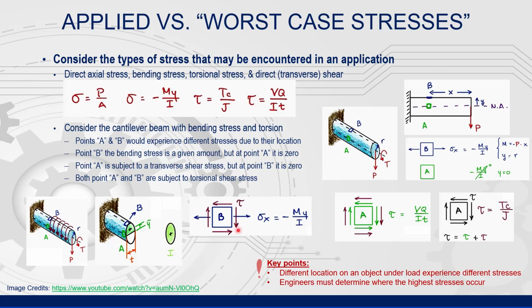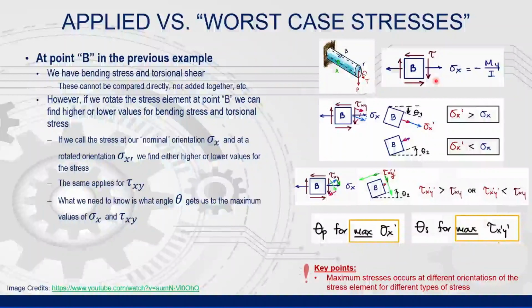As engineers, we need to determine which location will see the highest stress and adjust our design accordingly. At point B in the previous example, we have the bending stress and torsional shear stress. However, because these stresses occur in different ways, they cannot be directly added together. The bending stress is normal to the stress element in the X direction. The torsional shear stress is along the face of the element in the XY plane.